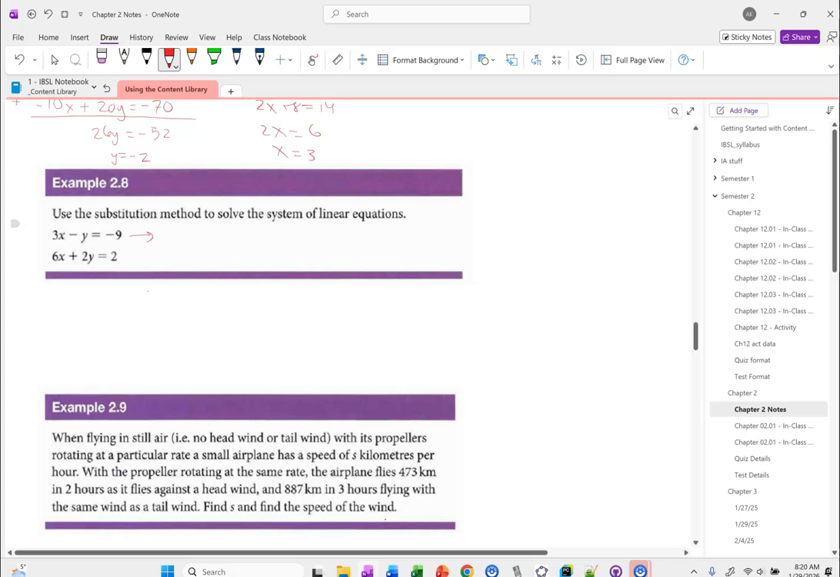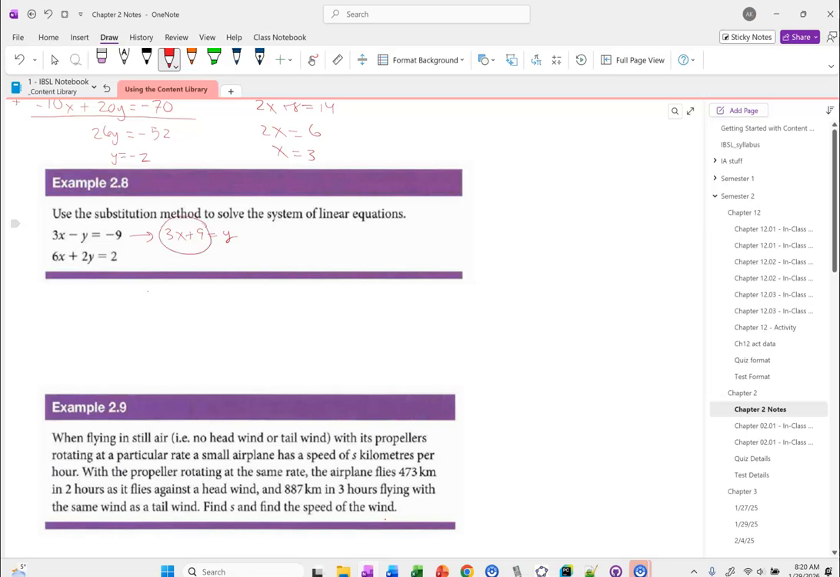So I'm going to add y to both sides and then add 9 to both sides. So I get 3x plus 9 equals y. You could have subtracted the 3x from both sides and then divided by -1. That's fine too. I just typically try to avoid division if I have to. Okay, once I've done that, what do I do next? I plug that equation in for the y, right?